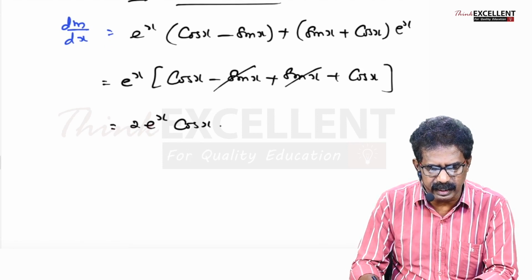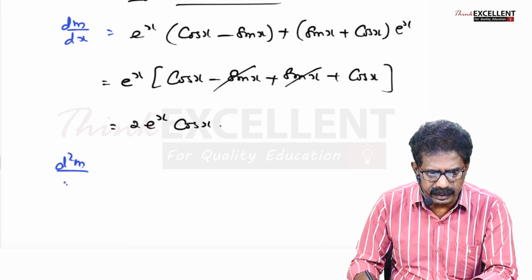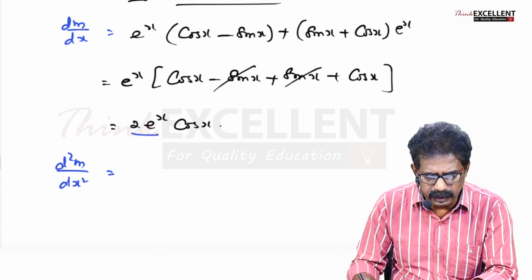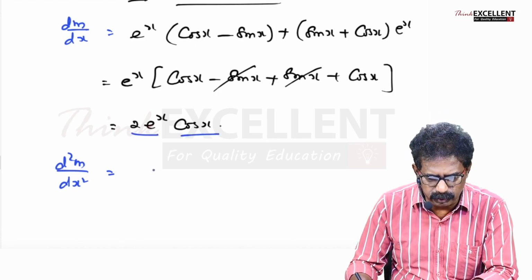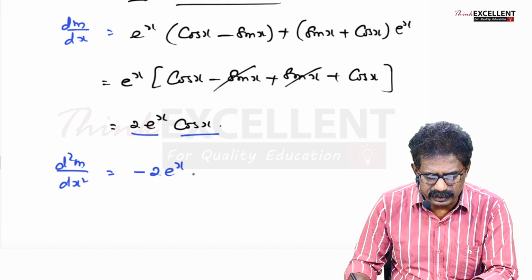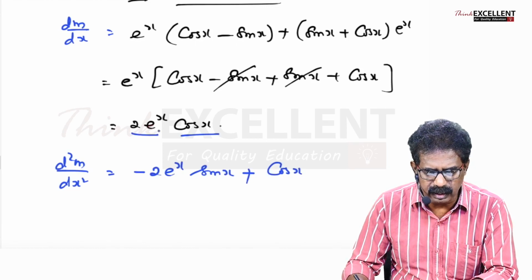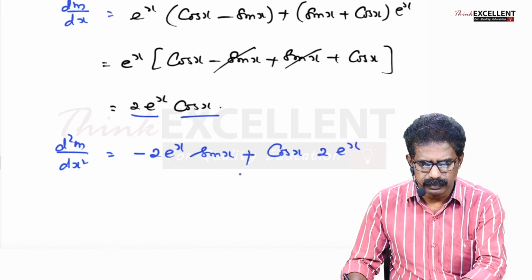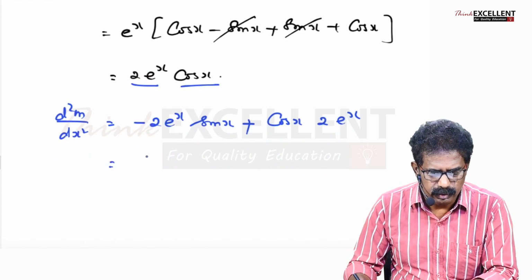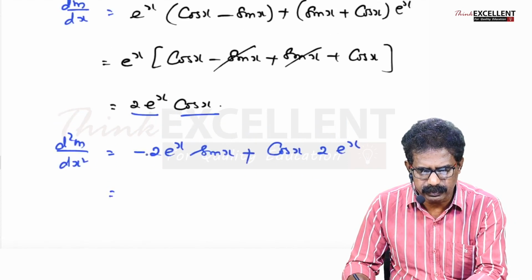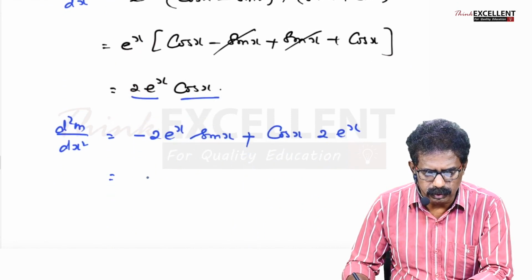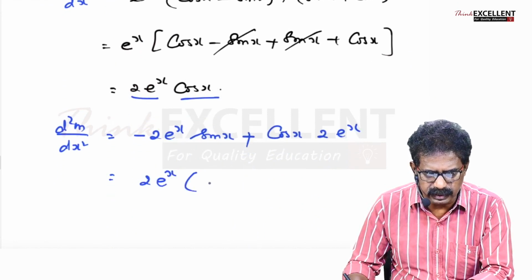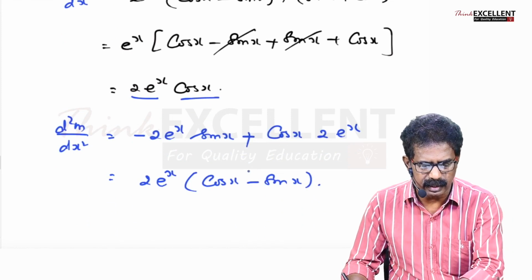You differentiate again, d square m by dx square. 2 e raised to x, first function, second function. First into cos x, derivative minus sin x, plus second into, that is cos x into derivative of first, 2 e raised to x, derivative 2 e raised to x itself. Now you can take 2 e raised to x outside, right? So 2 e raised to x, if you take outside, you are getting cos x minus sin x.